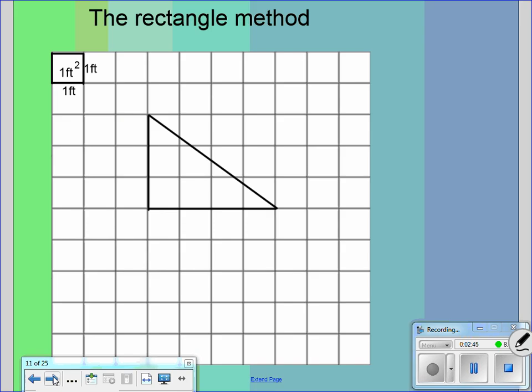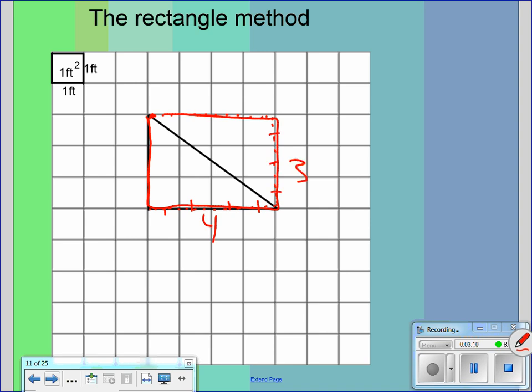Next thing, we have the rectangle method. So here's a triangle here. This is what the rectangle method is. So you have the base here. You're going to want to go up as high as this point is and then connect it. Do you see how we have made a rectangle around this triangle? It's one thing to keep in mind. So my base is 1, 2, 3, 4. My height is 1, 2, 3.